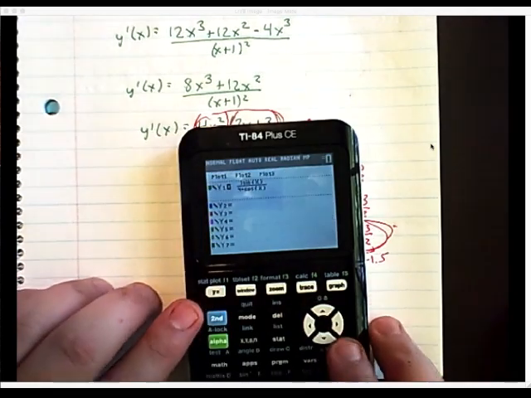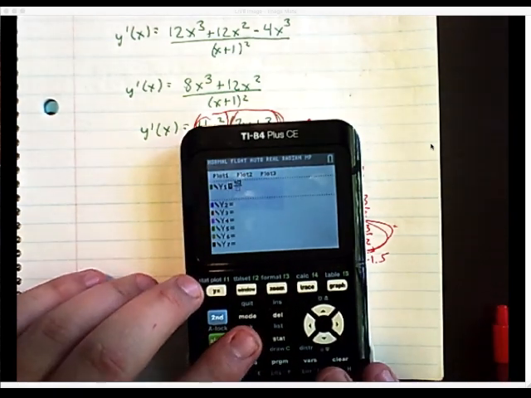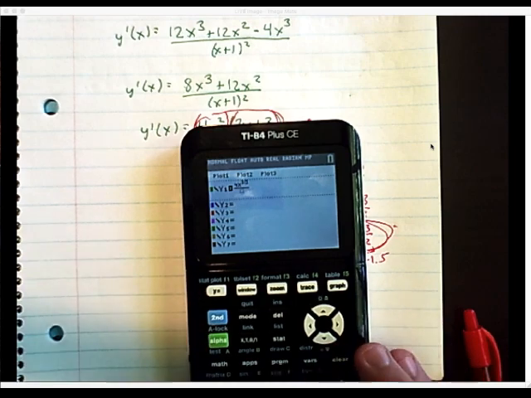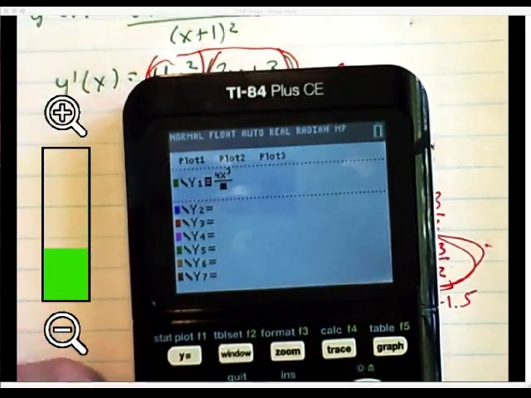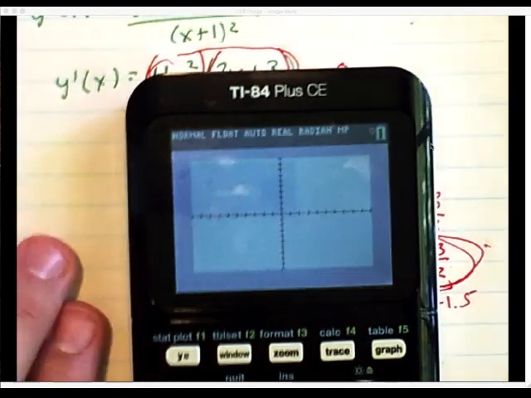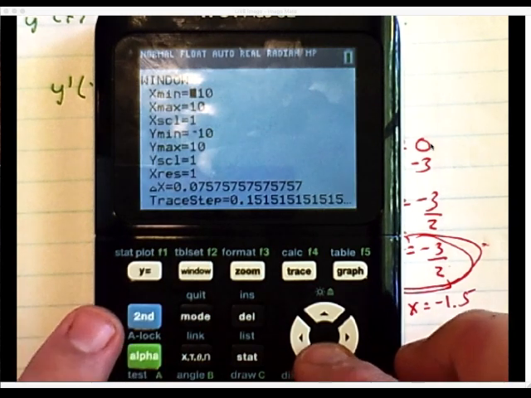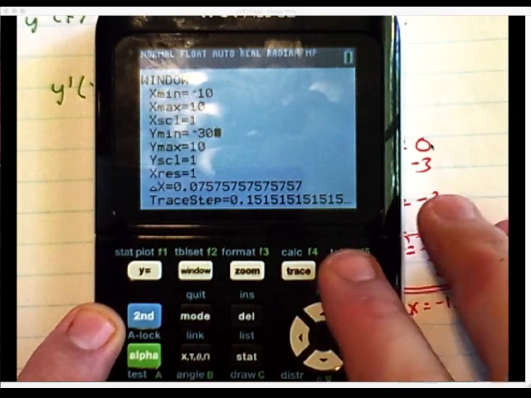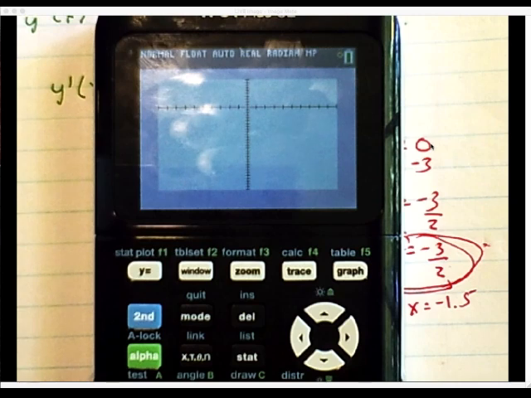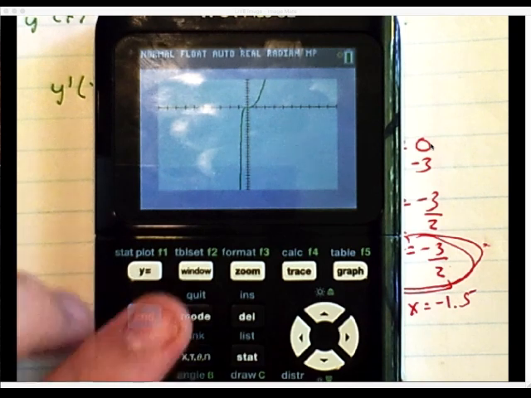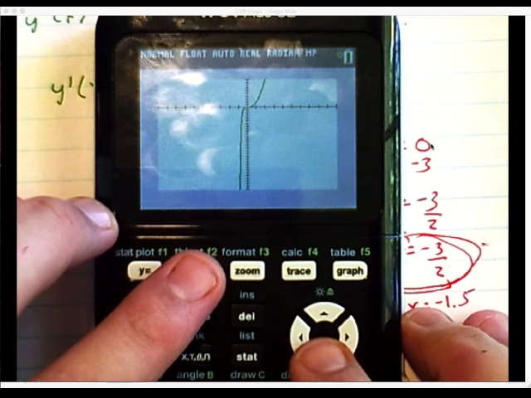So I can kind of check myself here. Let's put the original function in. The original function was 4x cubed over x plus 1. I'm just going to zoom standard. I should see two... okay, I see part of it. I might have to zoom out a little bit to see the rest of it. I'm not seeing everything I want to see.